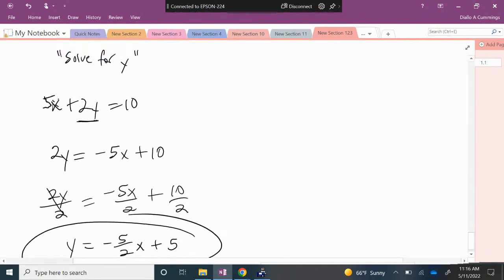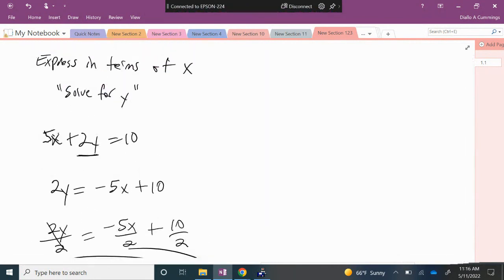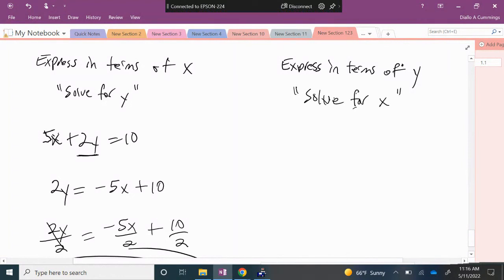Right, so we're going to take that same equation, 5x plus 2y, and in this instance, we're going to express in terms of y. So what does it mean to express in terms of y? Well, that means to solve for x. So I'm just going to rewrite the equation. 5x plus 2y is equal to 10.